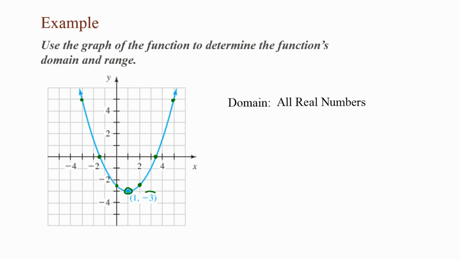All of our y values are greater than or equal to -3. Our range is y is greater than or equal to -3. If the parabola had been pointing down, the y value of the vertex would have been the highest point on our graph.